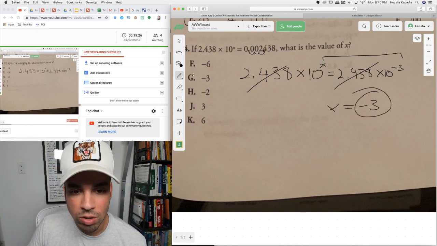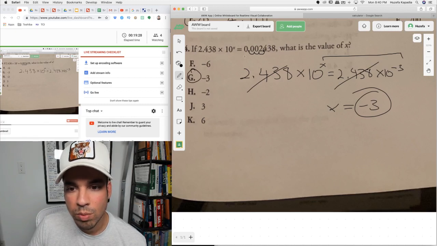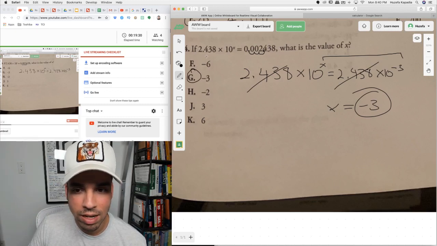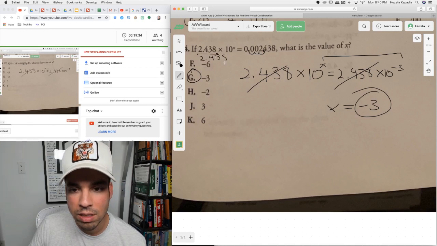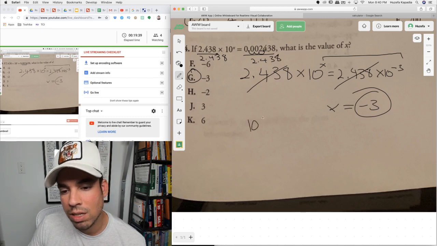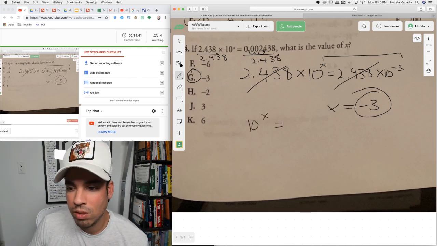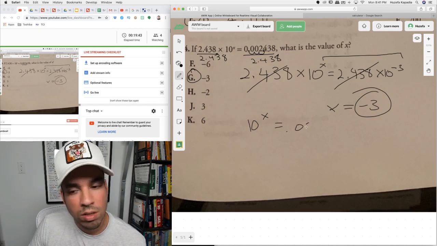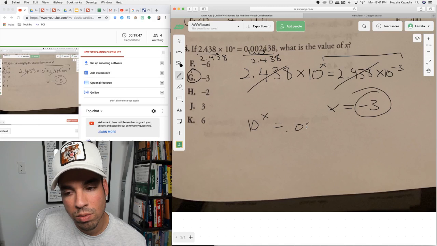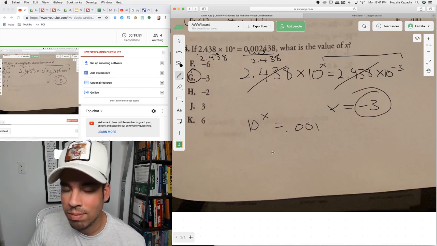Another way you could do this is we could have gone here. We actually could have isolated x as follows. We could have divided both sides by 2.438. And then we'd get 10 to the x equals whatever 10 to the negative third is, like 0.001, right? I think. And then we could, I don't know.